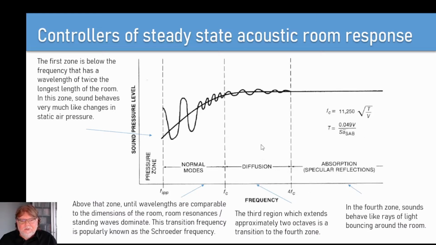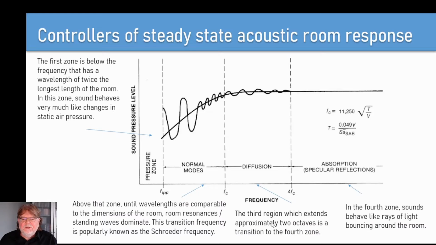What's really cool about this is to kind of get a visualization of the wavelengths. And again, this is where I wanted to make sure people understand, from a digital room correction perspective, we're interested in the actual wavelengths. And we'll get to this as we move forward. Here the wavelengths are comparable to the dimensions of the room. Room resonances and standing waves dominate. And this frequency here, this transition frequency, is popularly known as the Schroeder frequency.